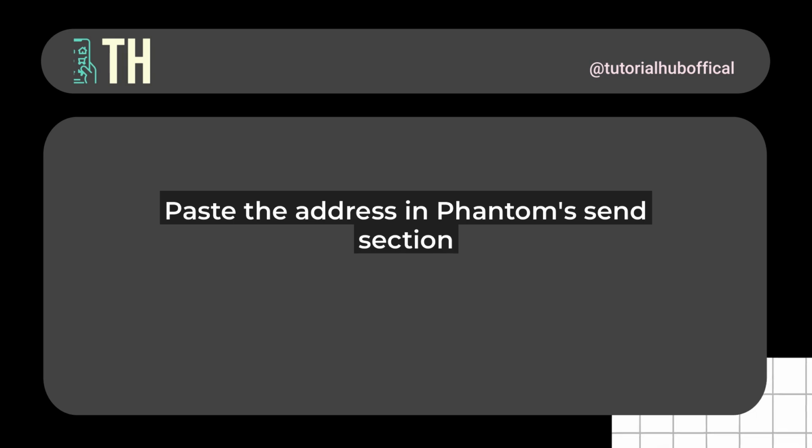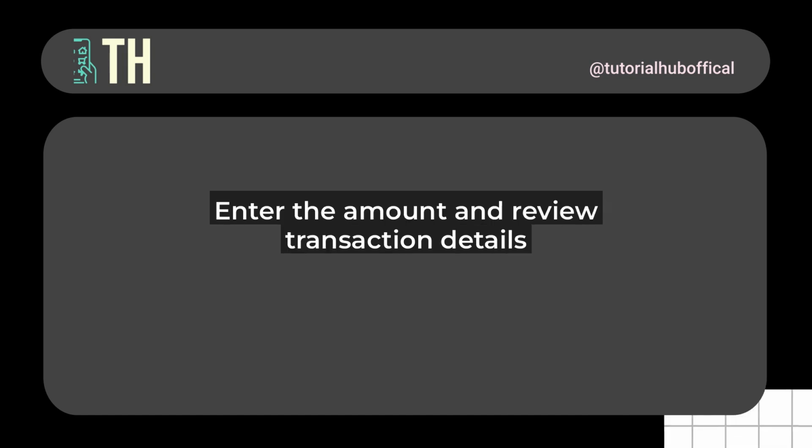Now, back in Phantom, hit the Send button for your selected asset. Paste the Crypto.com wallet address into the recipient field, enter the amount you want to transfer, and review the transaction details. Don't forget to check the network fees. They can vary based on how fast you want the transfer to go.